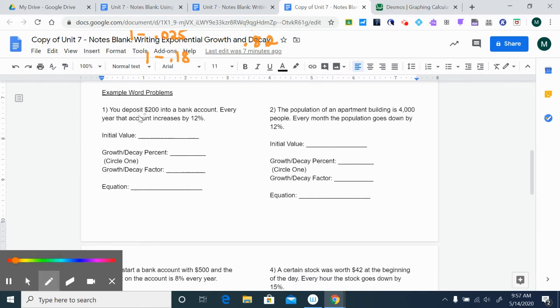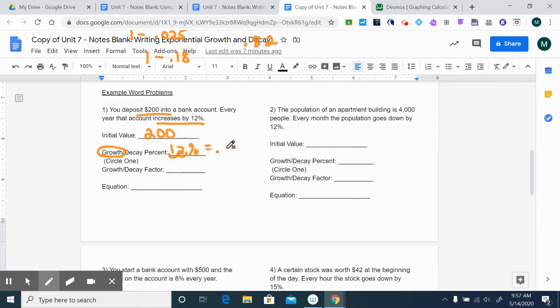Alrighty, so we deposit $200 into the bank account, and every year that increases by 12%. So we're starting off with $200, which means that's our initial value. Since it's increasing, it's got to be a growth. And it is increasing by 12%, which if I take my decimal, scooch it over twice, that gives me a decimal of 0.12. So since it's increasing, I want to do 1 plus 0.12, which is equal to 1.12.